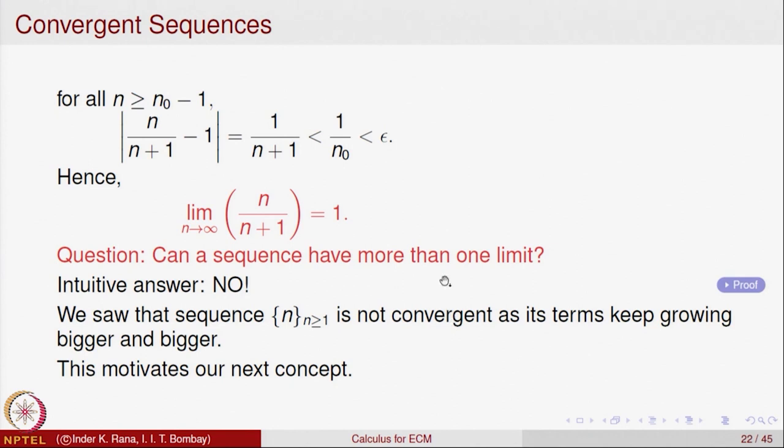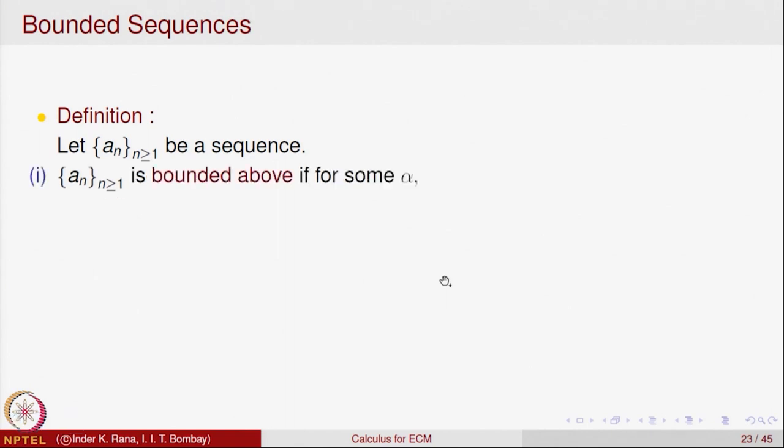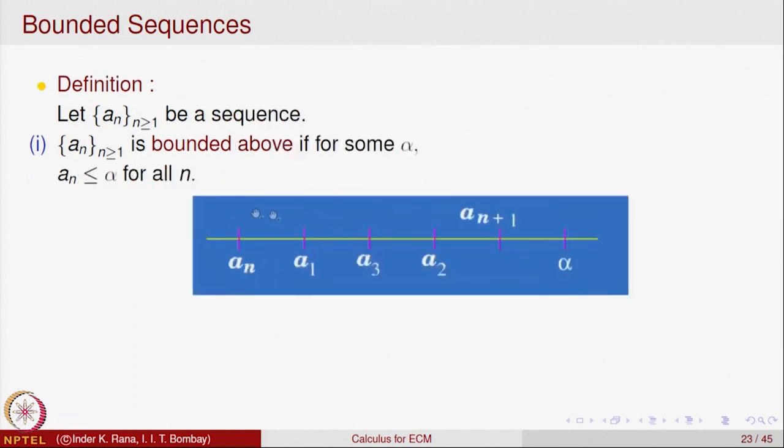So, this motivates our next definition, namely we say a sequence a n is bounded above if there is a number alpha such that all the terms are less than or equal to alpha. That means the terms of the sequence cannot go on the right side of alpha, there is a barrier. So, then we say it is bounded above.